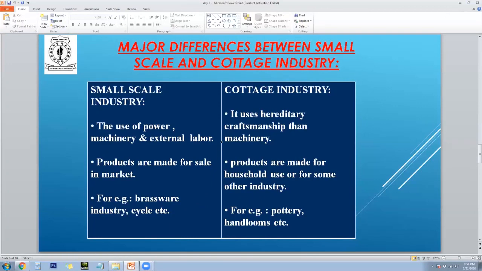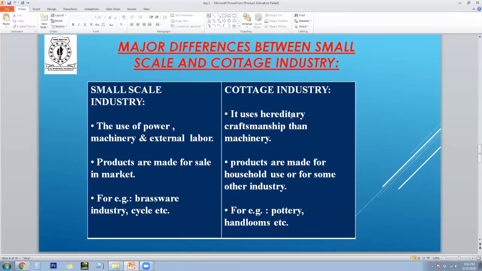are the examples here. And here it uses hereditary craftsmanship that they learn from their forefathers. Whatever they have learned from their forefathers, they keep on practicing that. And products are made for household use or for some other industry. Examples here are pottery, handloom, etc. Now, these were the differences.